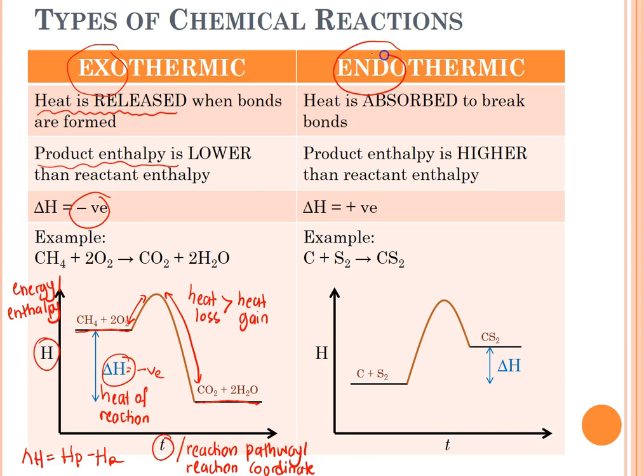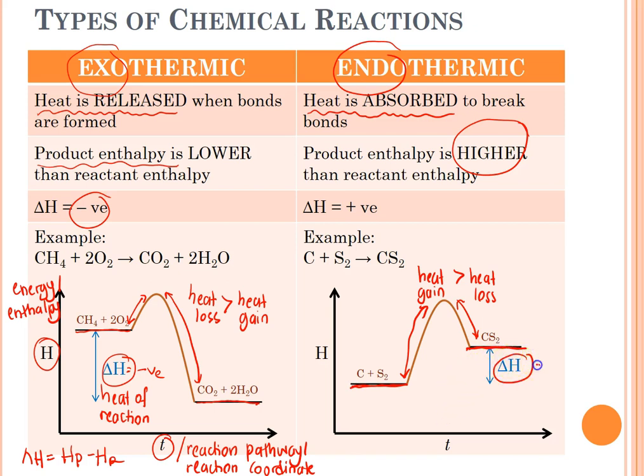Now, as for endothermic reaction, the heat loss will be lesser than the heat gained in a reaction. Thus, generally we could say that an endothermic reaction involves more heat absorption, or it's a reaction which involves heat being absorbed to break the bonds. The product enthalpy is higher than the reactant enthalpy as indicated in the energy profile diagram. The delta H is a positive value.